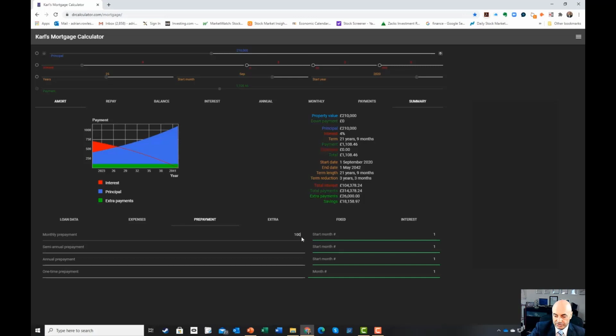So if you do have the surplus cash and can make that 1,000, look how much that saves you. That saves you £76,907 in interest expense.